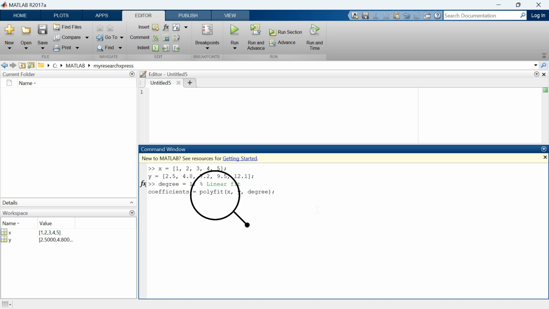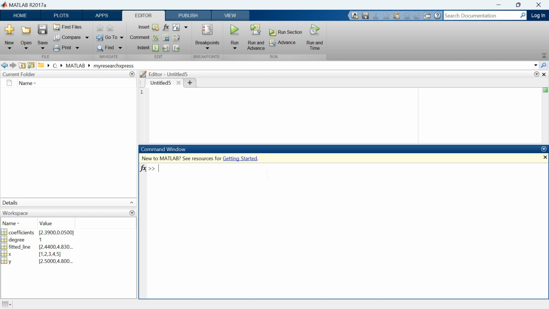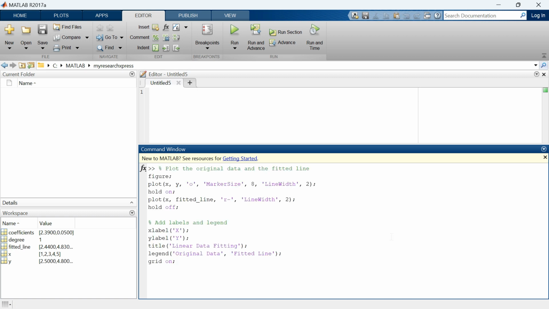In MATLAB, we use the polyfit function to perform linear data fitting. We need to specify the degree of the polynomial fit, which is 1 for linear fitting. The coefficients variable now holds the slope and intercept of the fitted line. We can use the polyval function to generate the fitted line using the coefficients obtained from the polyfit function. Let's visualize the original data points along with the fitted line.